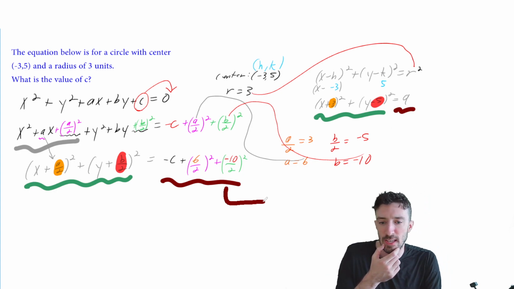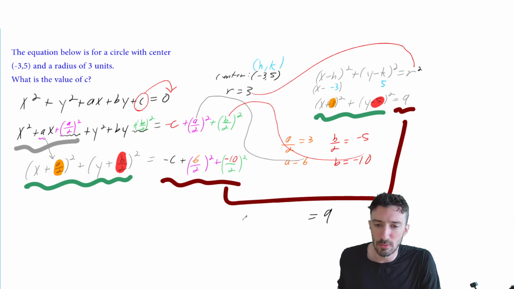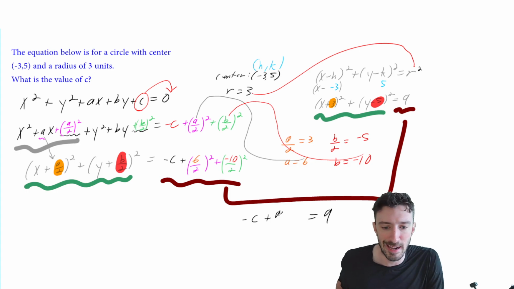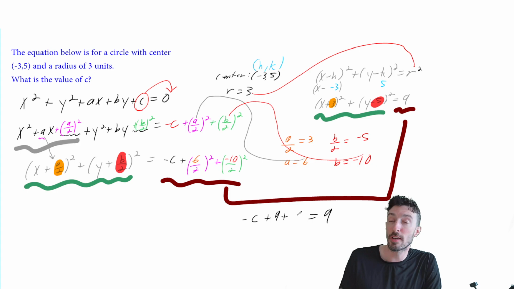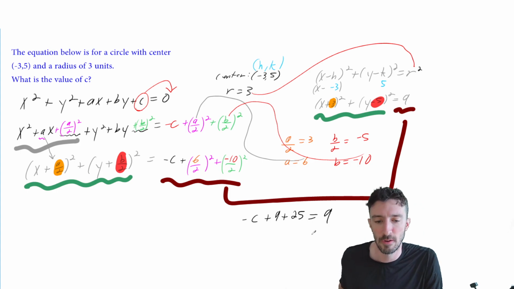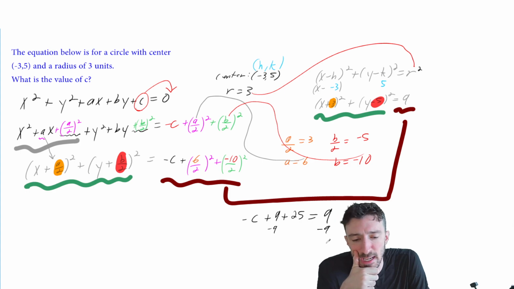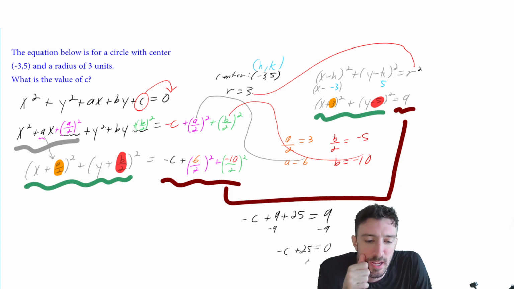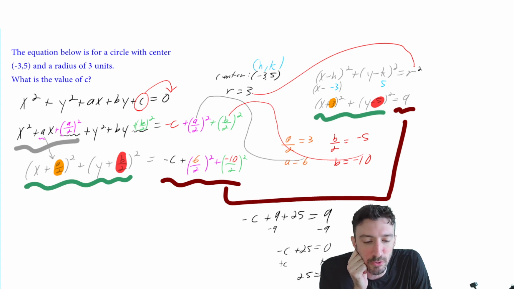So now I just have to set these two guys equal. So that's going to mean that 9 equals negative c plus, well, 6 over 2 is 3. When I square that, I get 9. Plus, let's see, negative 5 squared. Negative 5 times negative 5, that's 25. Now I can subtract 9 on both sides. That gets me 0 equals negative c plus 25. And then I could add the c to both sides, and I get 25 equals c.